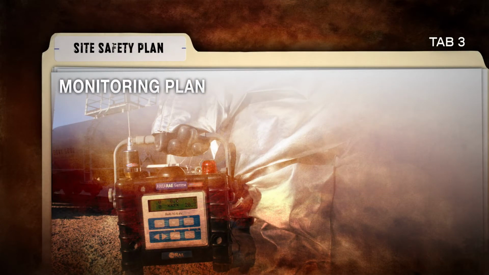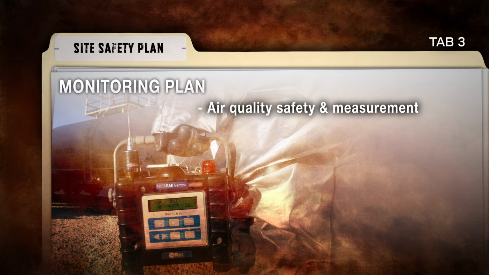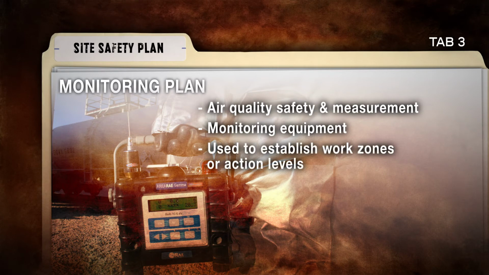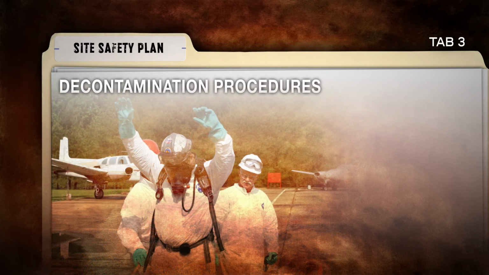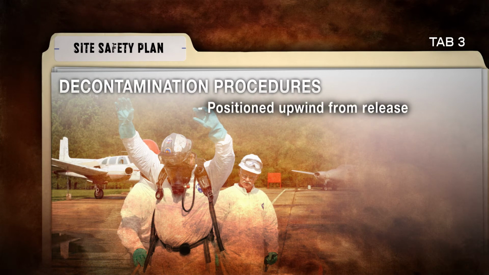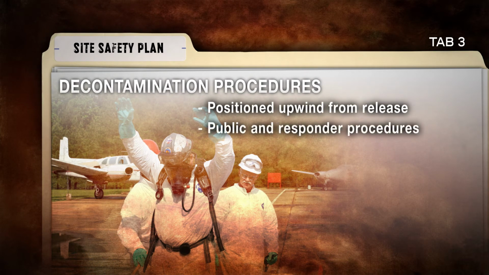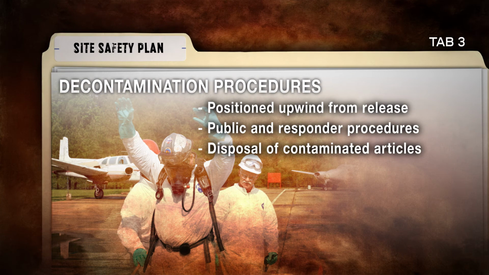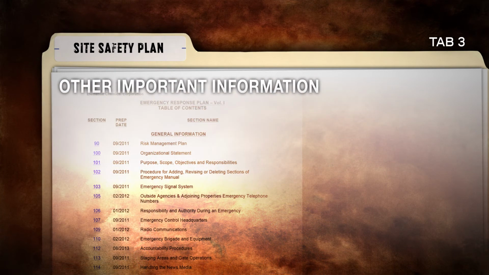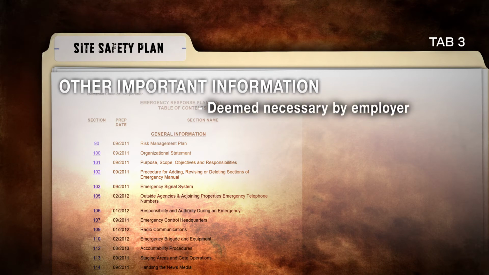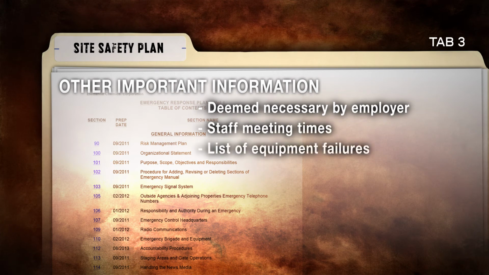The monitoring plan will identify how the area will be monitored for air quality safety and measurement, the monitoring equipment necessary, and what is available, and is used in establishing work zones or action levels. A decontamination area should be identified and positioned upwind from the release. Procedures for handling the public and responders should be in place, as well as disposal of contaminated articles. Other important information that will be included in the site safety plan includes anything that is deemed necessary by the employer, staff meeting times, and a listing of equipment failures and any out-of-service equipment.